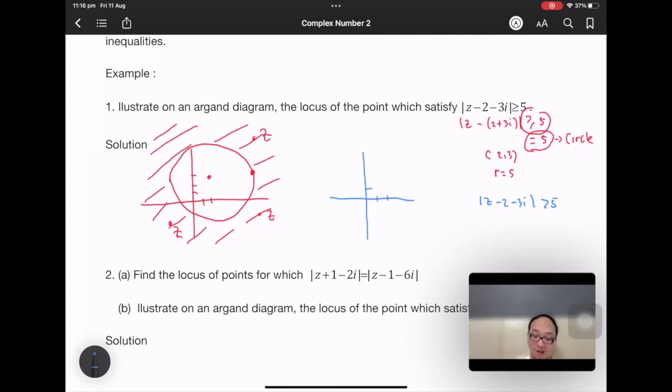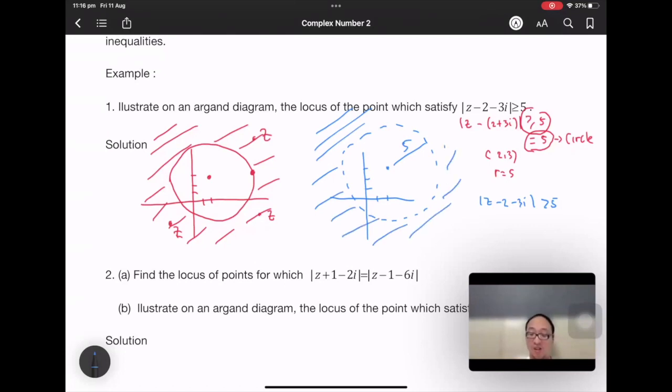1, 2, 1, 2, 3. So you have to draw it in this line because it's not included. The radius is 5, and you see the region outside the circle, if this is without the equal sign.